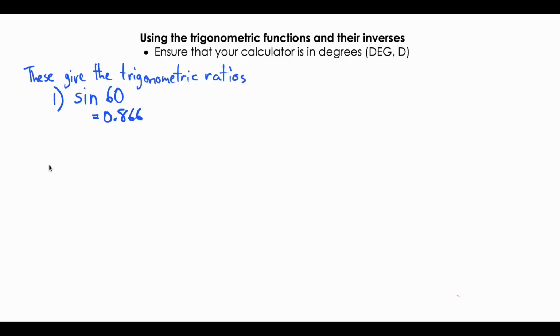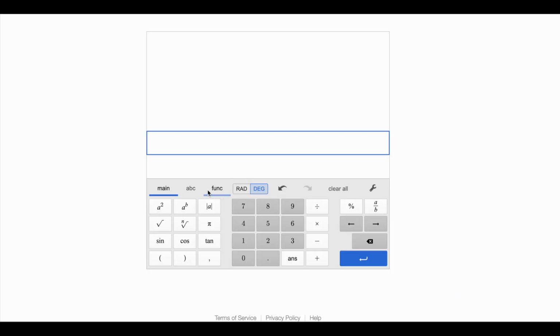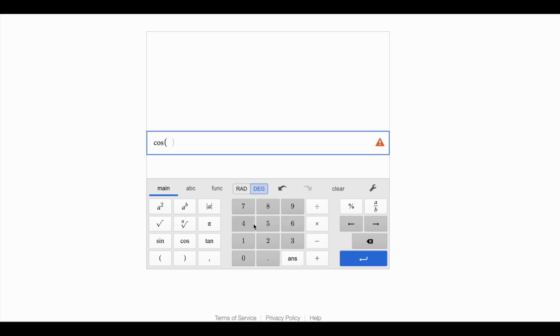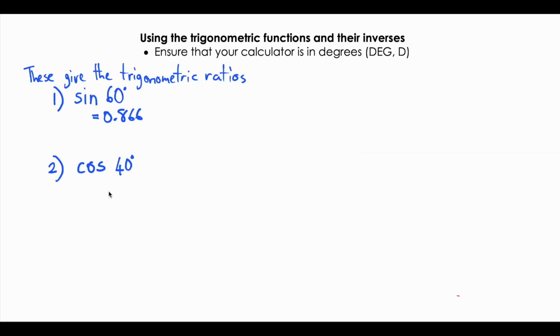Okay. Now I want y'all to try cosine 40. Let's see what you get for cosine 40. So remember, when you put your answer, you have to put it to 3 decimal places. 0.766. Is anybody else get anything different? So let's make sure that we do our proper rounding as well too. So cosine 40 is 0.766.